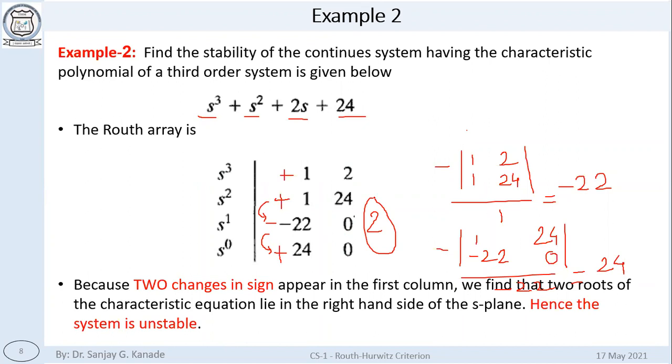Is it difficult, guys? It is quite straightforward, at least when we get no zero in the first column. Okay, we don't need to find out the roots. We don't need to find.